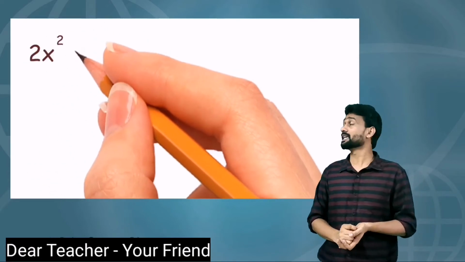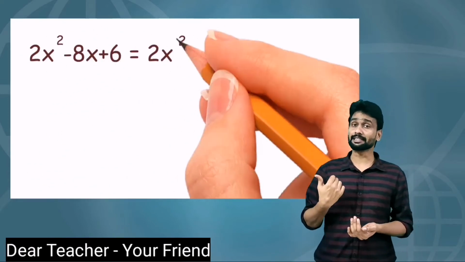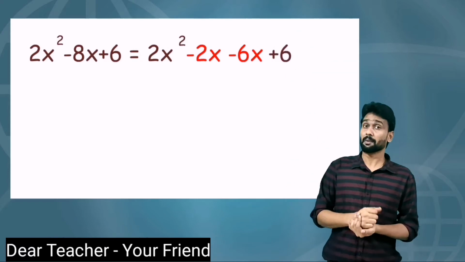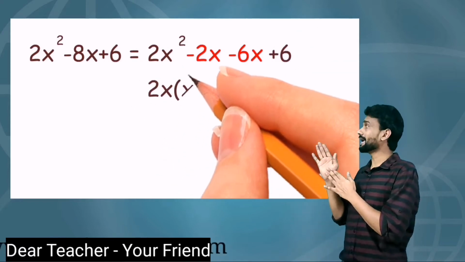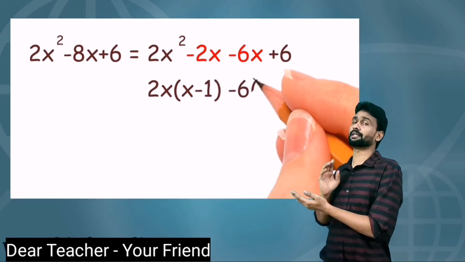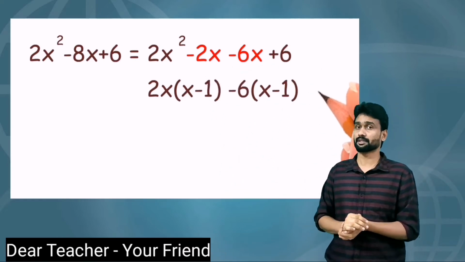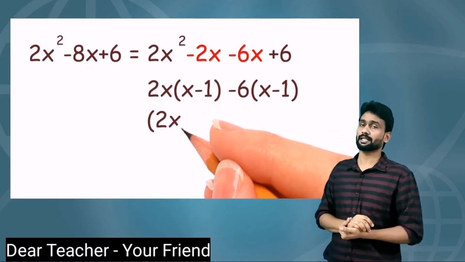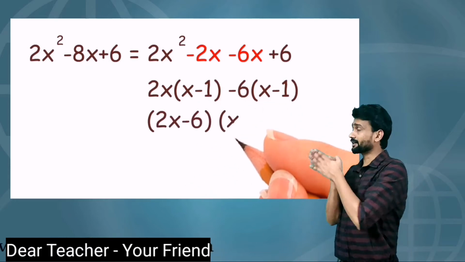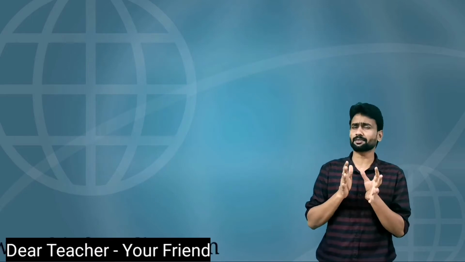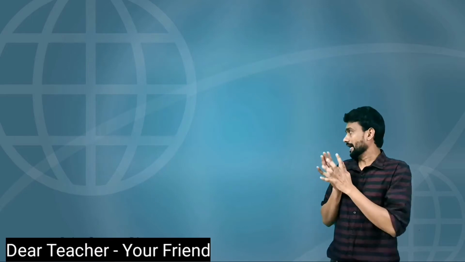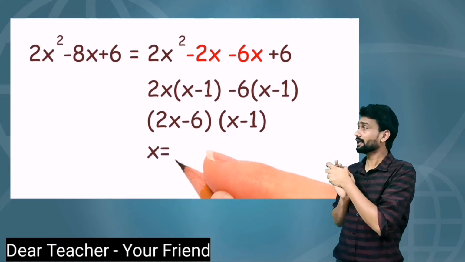We can rewrite it as 2x square minus 2x minus 6x plus 6. From the first two terms we can take 2x common, then the remaining is x minus 1. From the second two terms we can take minus 6 outside, then the remaining is x minus 1. Now we have the factors 2x minus 6 and x minus 1. See, it is very simple, splitting the middle term.